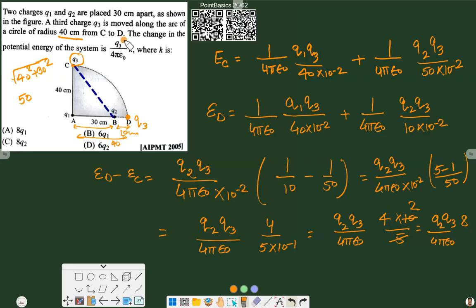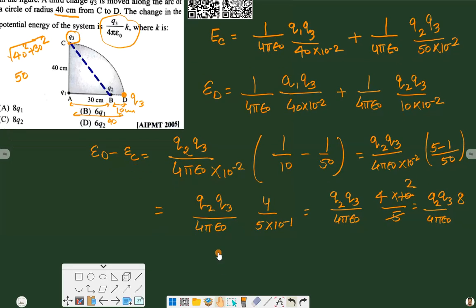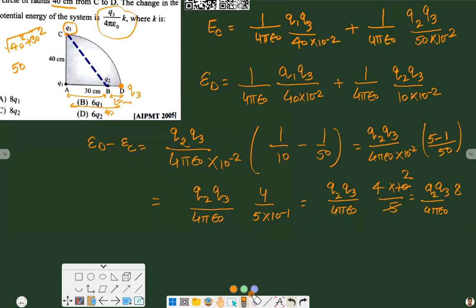Now we have to represent this in this form. So Q3 separate, divided by 4 pi epsilon naught, and this will be 8 times Q2. So K is equal to 8 times Q2. Here option C will be the right answer. Let's move ahead. Next question.